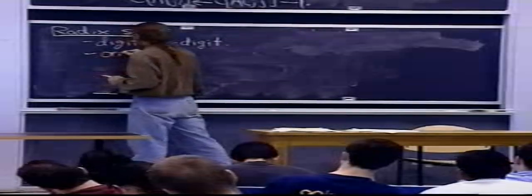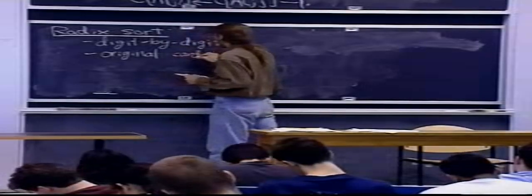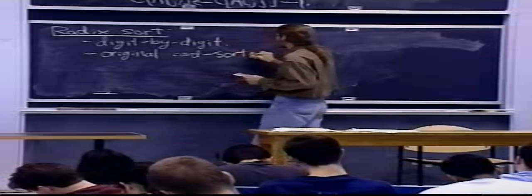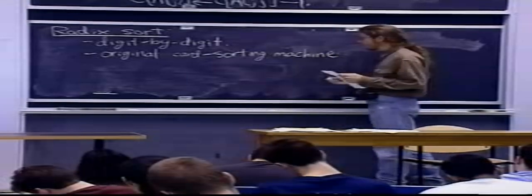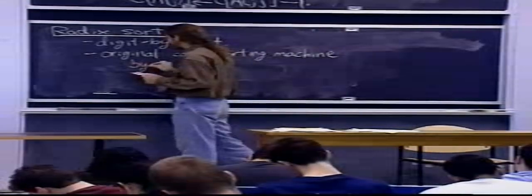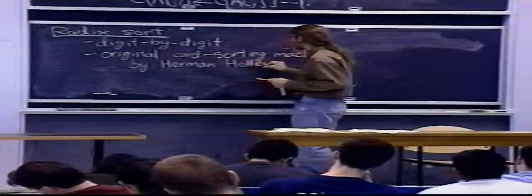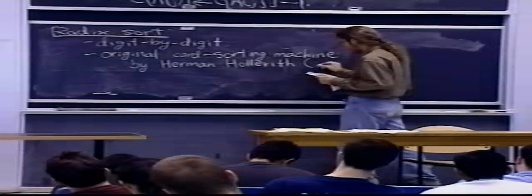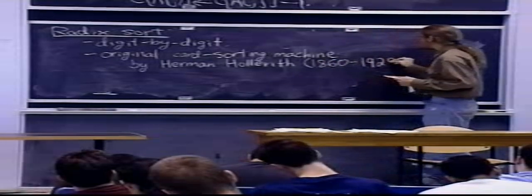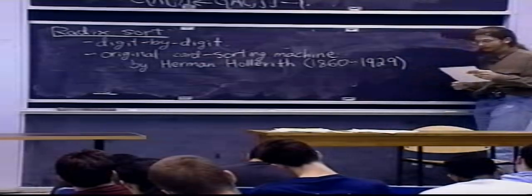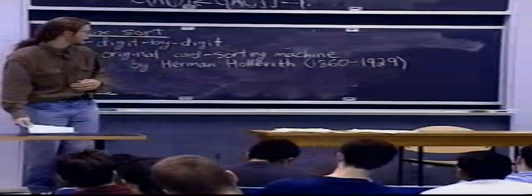So the origin is the original card sorting machine. This is from the 1890s, so way before electronic computers. Hollerith was the founder of a company called the Tabulating Machine Company, which later merged with others and became IBM. So you can view this as the beginning of IBM.